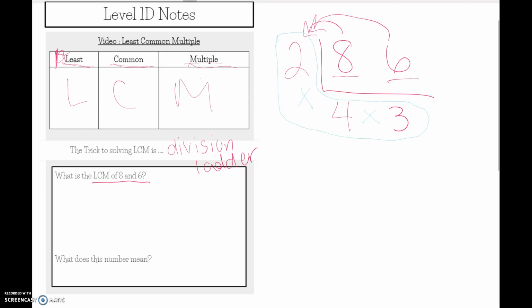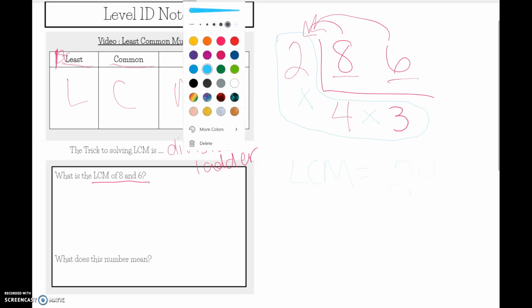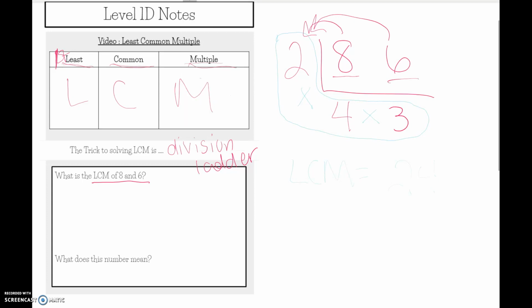So 2 times 4 is 8. 8 times 3 is 24. So the LCM between these numbers is 24. I'm going to make that thicker so you can see it. Well, it's not a lot thicker. I've got to keep messing with it, I guess. Learning process, growth mindset. But 24, let me outline it here for you, would be their least common multiple.